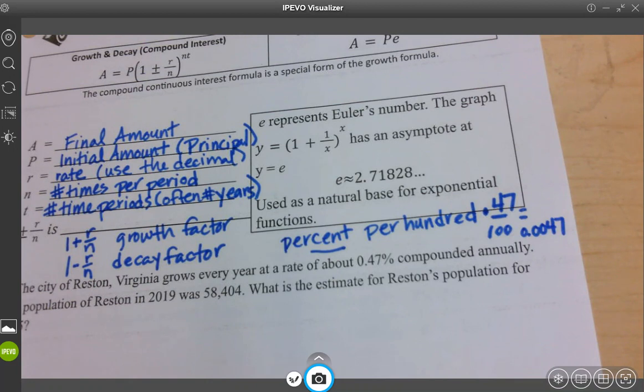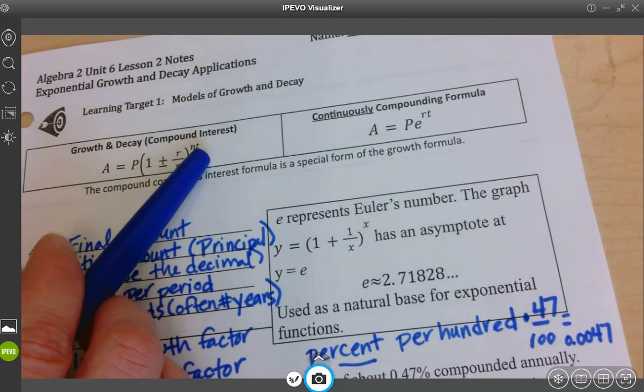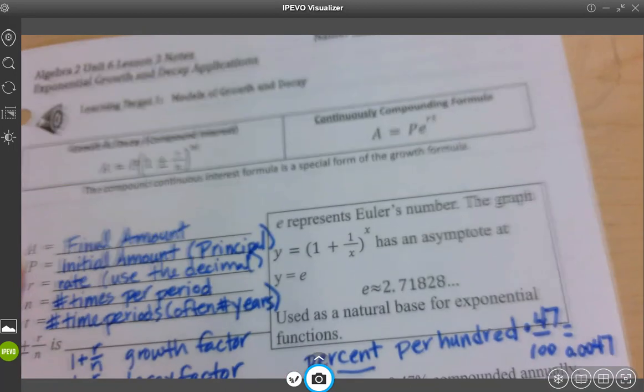Okay, it's compounded annually. The population of Reston in 2019 was 58,404. What is the estimate for Reston's population in 2025? So, which of these are we going to be using? Are we going to be using the compound interest or the continuously compounded formula?